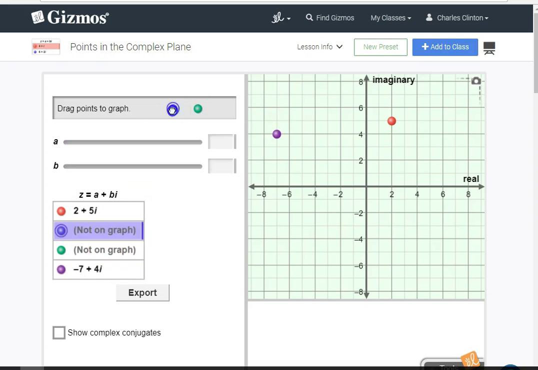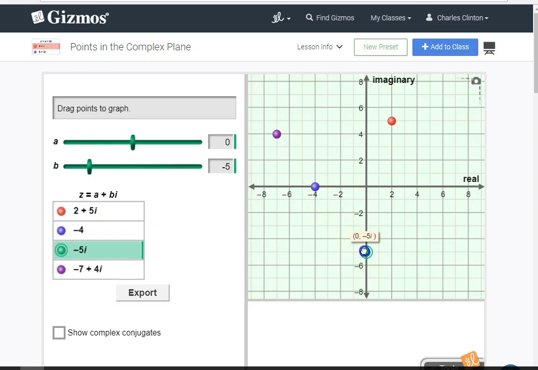I'm going to put the blue one right on an axis. So this one's just called -4. There's no i part. It's not up or down. And this green one I'm going to put on a vertical axis, right there. So this one's called -5i. Hopefully you can get a sense of the points and the way the axis works. I'm going to try to export this and put this into our notes.